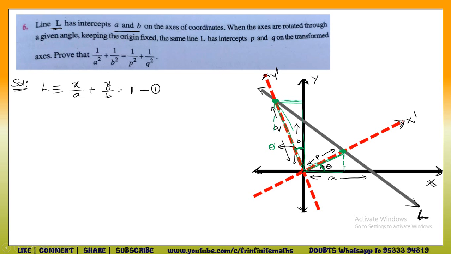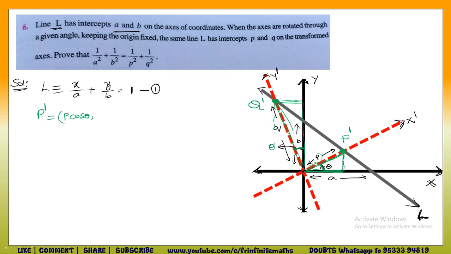Let this point be some A, or, since this is having intercept P, I am considering this point as P dash, and I am considering this point as Q dash. Then clearly, what about P dash? P dash is nothing but a point. How can I obtain that? I need to write the horizontal comma vertical. This horizontal length is hypotenuse into, since this is the adjacent side, adjacent side means cos theta. So I can write it as P into cos theta.